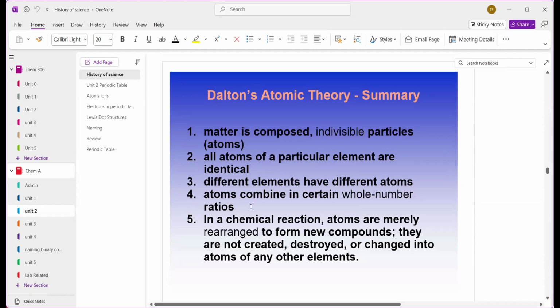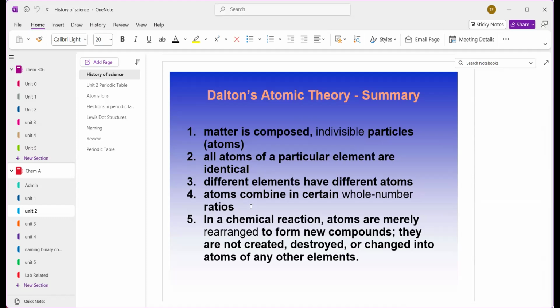Now, number two is kind of interesting. All atoms of a particular element are identical. So if you got a slab of gold, all the atoms in that slab of gold are gold. It's like, duh. But that was a big deal in those days. And number three is kind of the antithesis of that. Different elements have different atoms. So the atoms of the pencil and the atoms of the stapler aren't the same. Is that wildly profound?